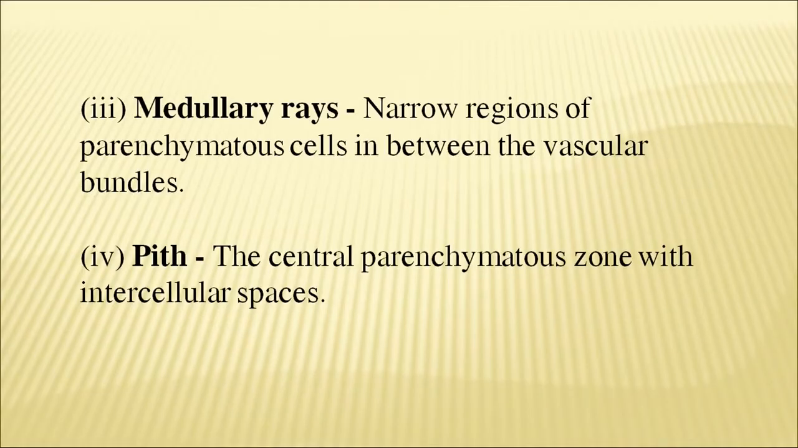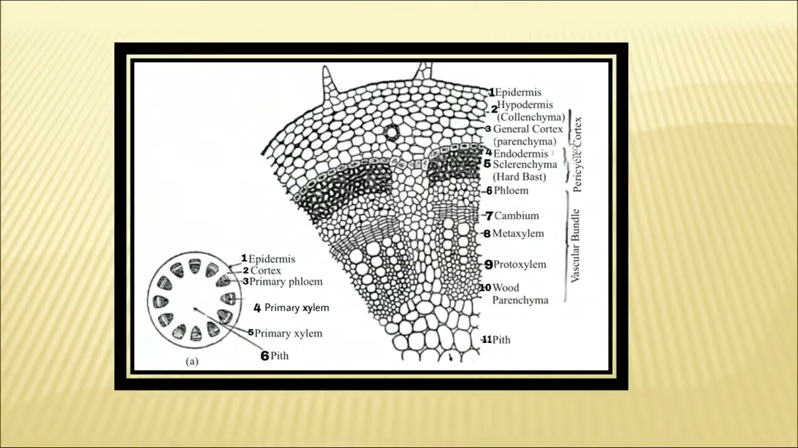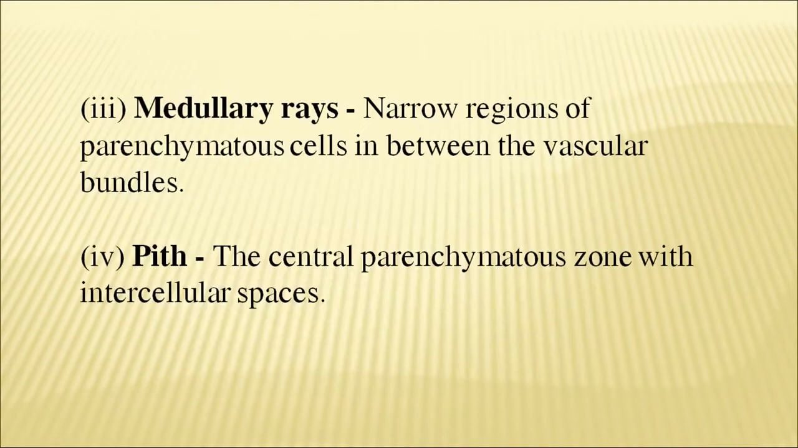Most of the dicot plants have this kind of structure. Now, we talk about medullary rays, which is the narrow margin of parenchymatous cells between the vascular bundles. If I go back to the same slide, do you see that there are two bundles, and in between there is a layer of normal cells, and those normal parenchymatous cells are separating the two bundles. So, this particular parenchymatous layer of cells between the vascular bundles is called medullary ray, all right. So, medullary rays are the narrow regions of parenchymatous cells in between the vascular bundles.